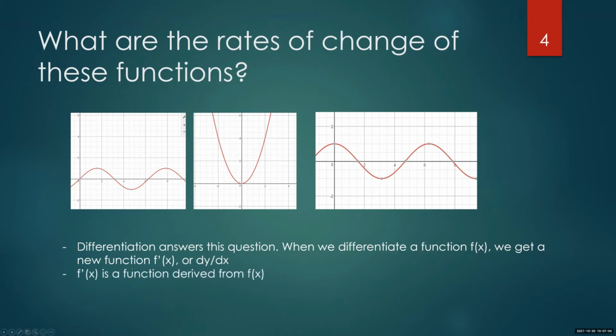So f dash of x is a function that's derived from f of x, and so it's sometimes called the derivative of f of x. F dash of x is a function that tells us the slope of f of x at every point on the curve.